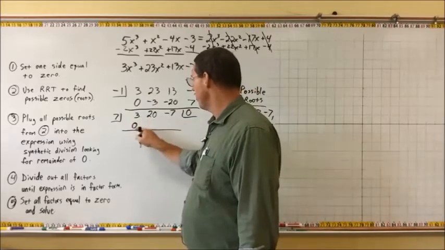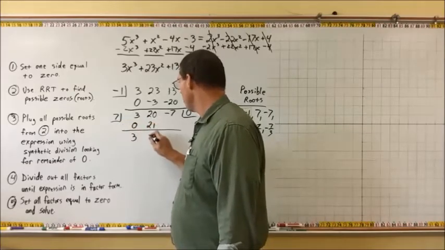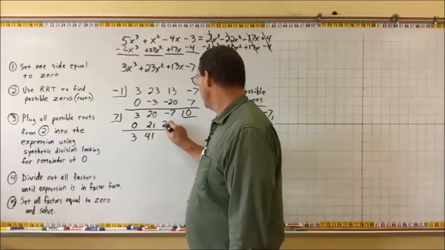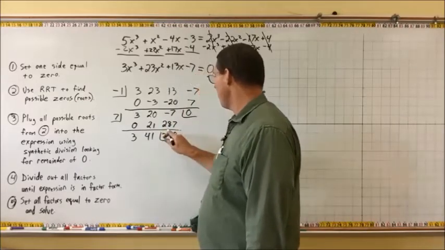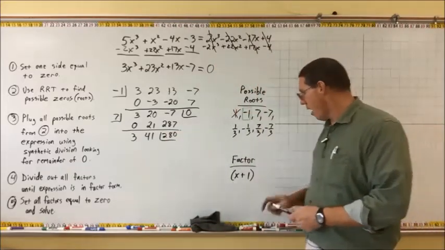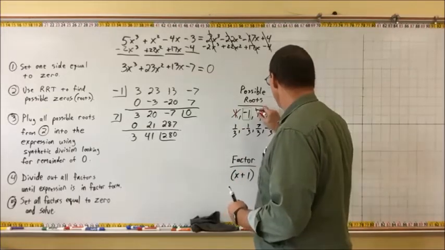Put a 0 here. 3 plus 0 is 3. 3 times 7 is 21. 21 plus 20 is 41. 41 times 7 is 287. Minus 7 is 280. This remainder is not 0. Therefore, 7 is not one of the roots of that polynomial. Nope.